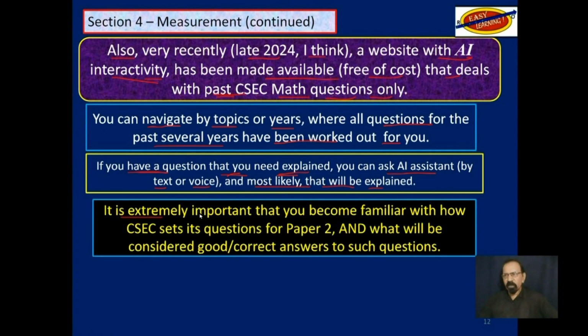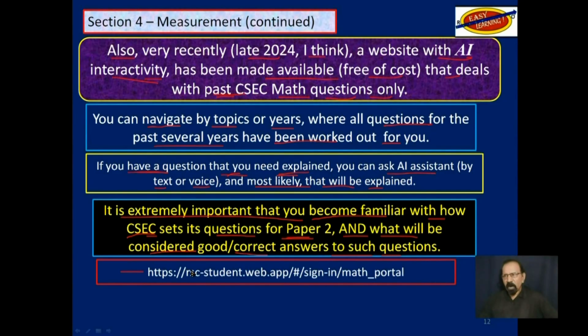It is extremely important that you become familiar with how CSEC sets its questions for paper 2 and what will be considered good or correct answers to such questions. This is the URL for that website.